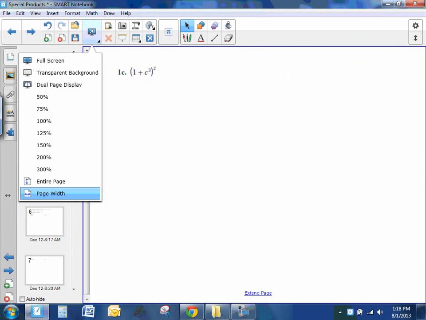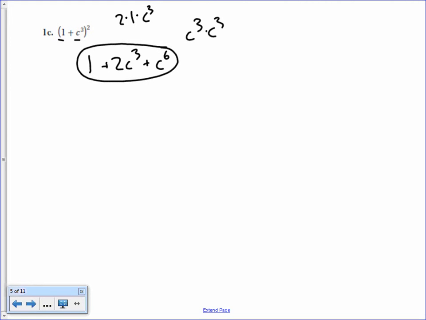We'll do one more of the perfect square trinomials with the adding. Again, we have the first and the second, so the first squared is still 1. And then 2 times the first times the second, so that's just going to give me a 2c to the third. And then the last one squared, so c to the third times c to the third should give me a c to the sixth. Okay, so that is that one. Remember, when you're multiplying those, make sure to add those powers, 3 plus 3.